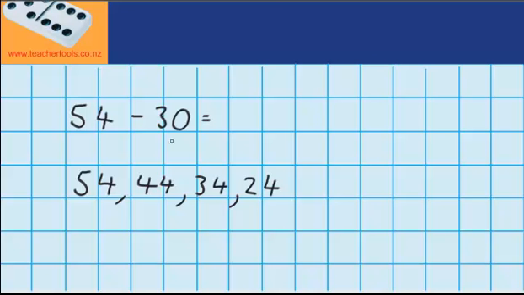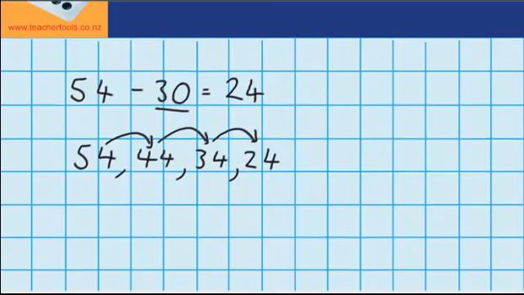And I'm just going to double check that I've taken away what I need to. I had to take away 30, so that was a jump of 10. This is a second jump, again going back 10, and my third jump, going back another 10, takes me to 24. So 54 minus 30 is 24.